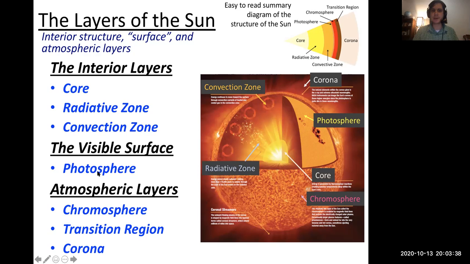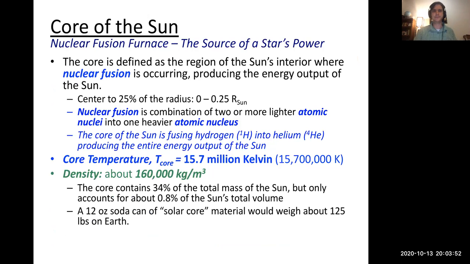And the photosphere: photo, same root word as photon, meaning light, sphere, meaning realm. So this really means the sphere of light. Kind of a cooler name, but still very on the nose. Okay, so let's go through each layer and talk about how energy is created and then transported to the surface.